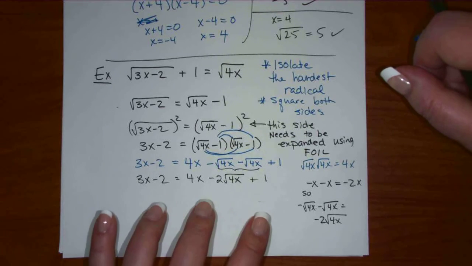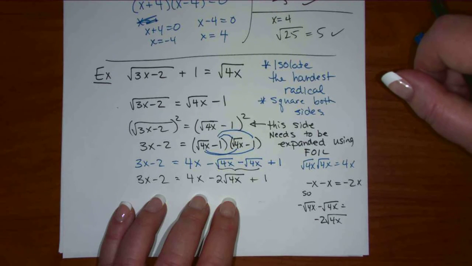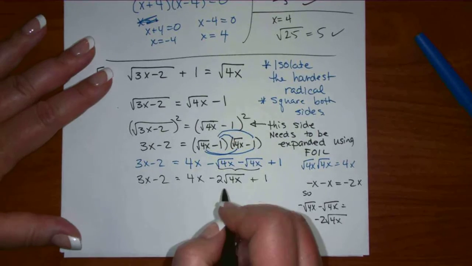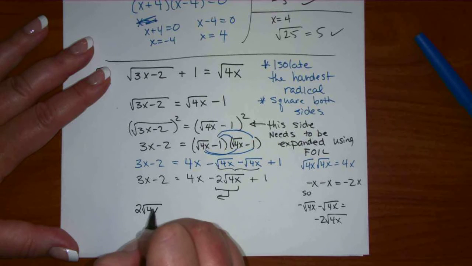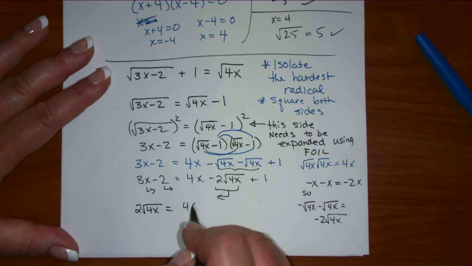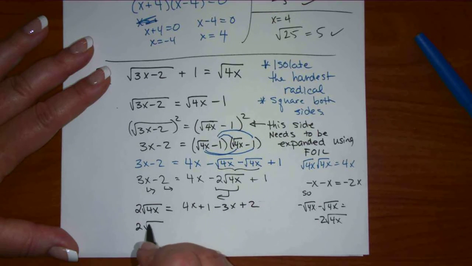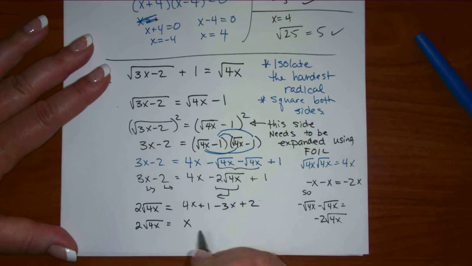Ideas, what we would do at this point. There's still a radical in it, so we want to isolate that radical. That means move that to one side and everything else to the other side. So we want to isolate this one. So let's move it over to root 4x and everything else to the other side. Change all the signs. 4x minus 3x.